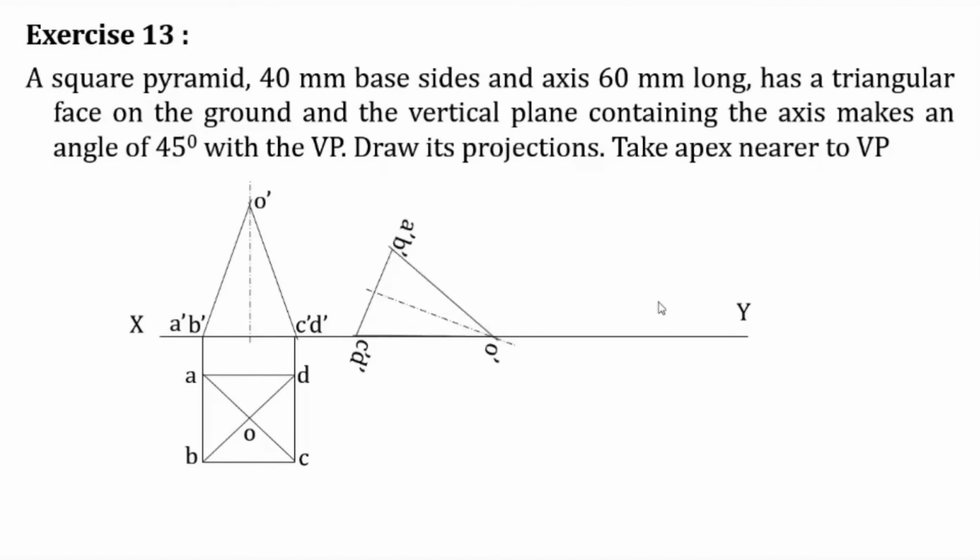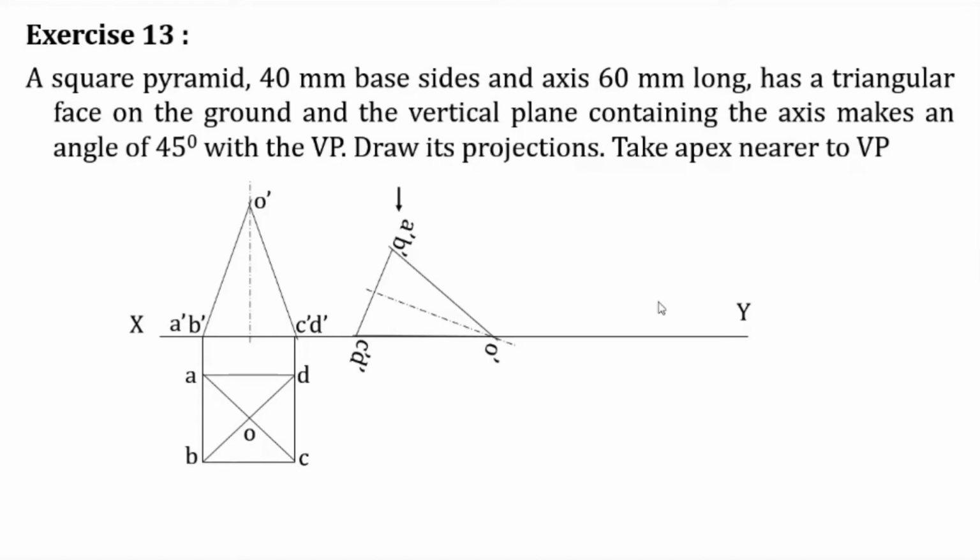Now we rotate it in such a way that the face O dash, C dash, D dash, that particular triangular face, is on the XY line. Since this triangular face is to be on the XY line, we take it to be a single straight line. That is why it is taken like this. So C dash, O dash, D dash is on the XY line.